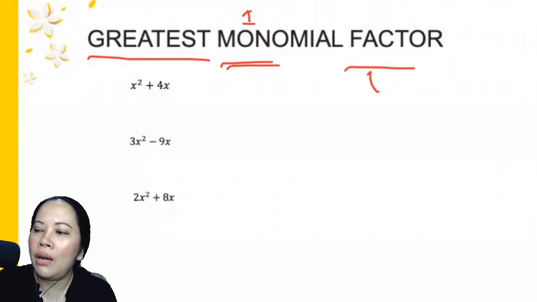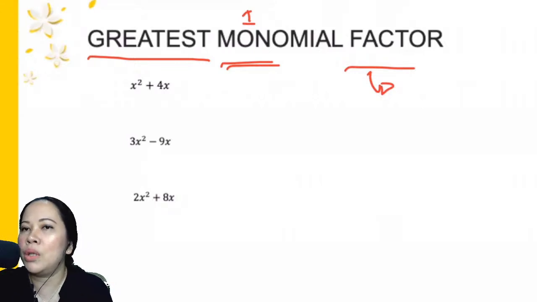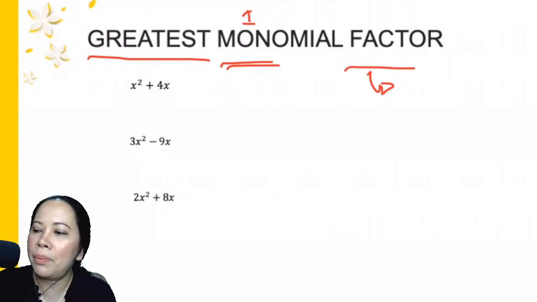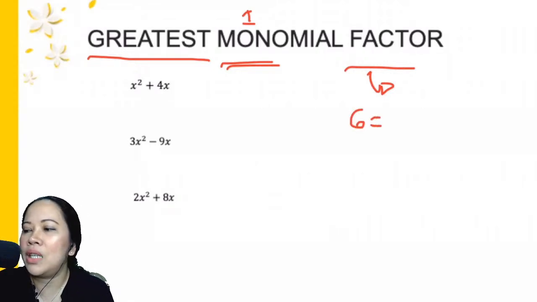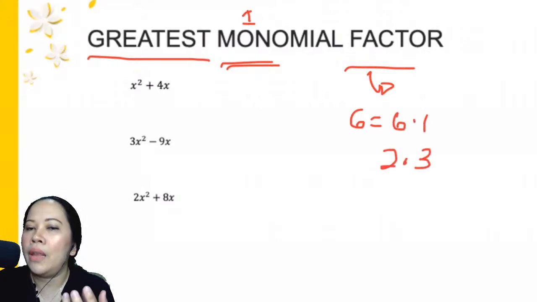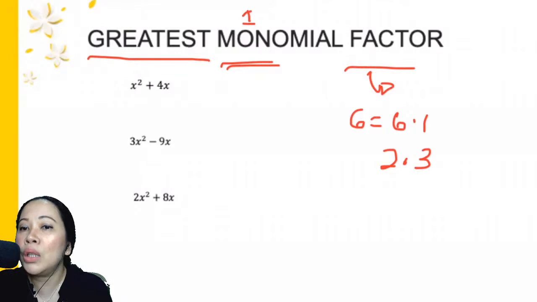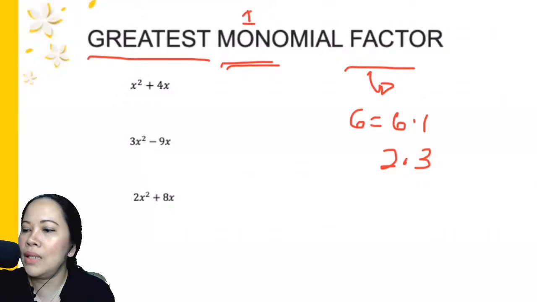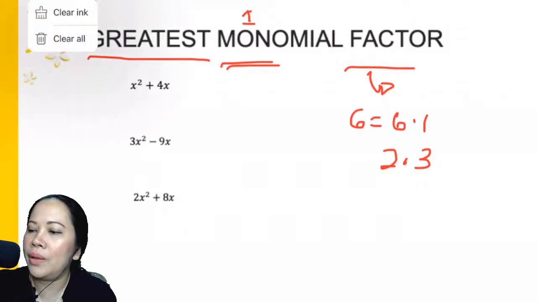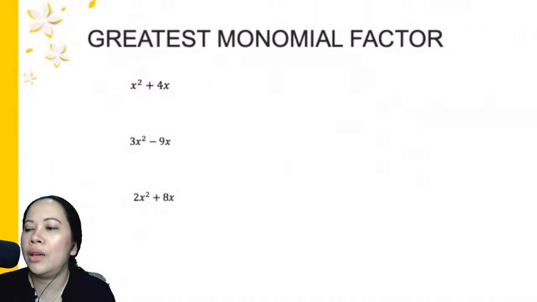Factor means, when we talked about factors, these are numbers when you multiply or divide. Dividing a number will give you an answer. Like, for example, 6. What are the factors of 6? Factors of 6 could be 6 times 1 or 2 times 3. That means it's a number that when you multiply would give you the other number or the number given. So that is your factoring, okay? Clear? All right, okay.